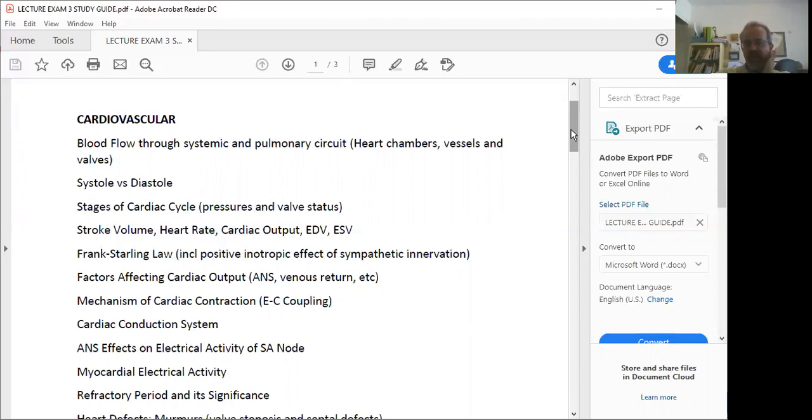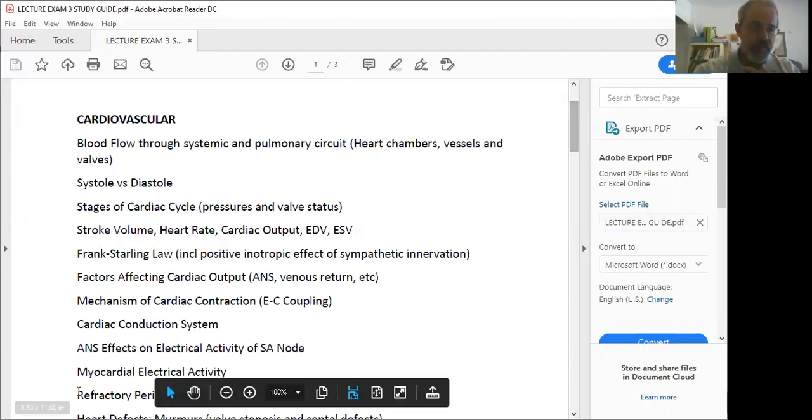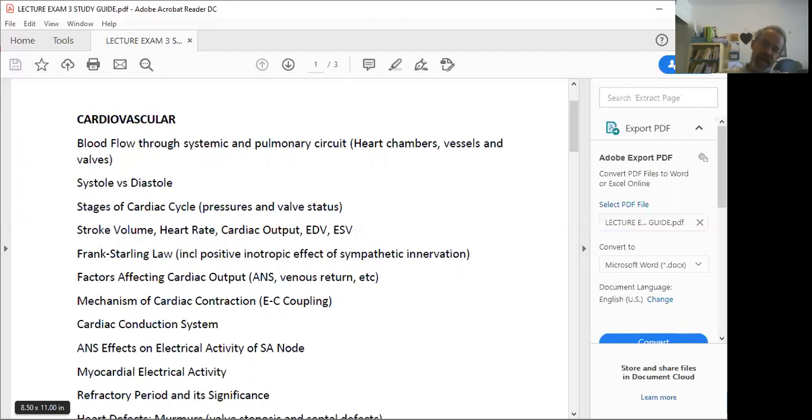Measuring cardiac function, we spoke about different ways of measuring it, things like the stroke volume. You should know the definitions. Stroke volume, remember, is the volume of blood ejected from each ventricle per beat. We spoke about the heart rate, beats per minute, cardiac output, obviously, and how EDV and ESV fit into the equation of stroke volume.